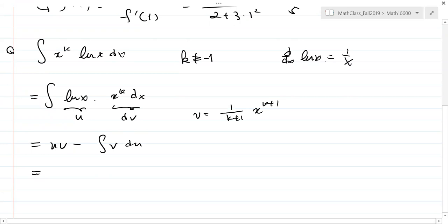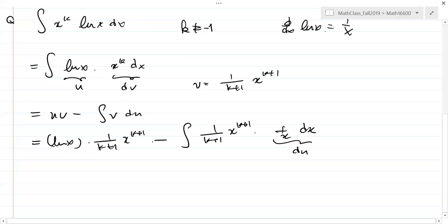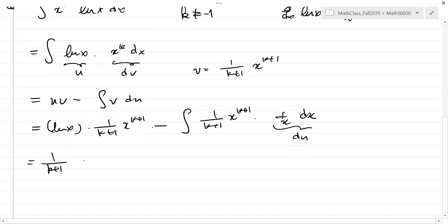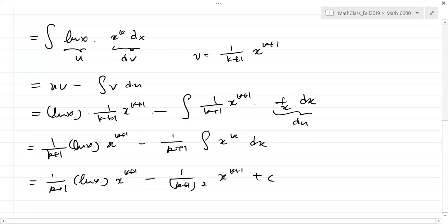What is u? U is natural log of x. What is v? V is x to the power k plus 1 over k plus 1, and the du is 1 over x dx. This is the du part. Now you simplify a little bit, and here you get 1 over k plus 1 times the integral of x to the power k dx. But this is again a power function. So the antiderivative of this function will be 1 over k plus 1 times x to the k plus 1. So that's it. This is the answer.